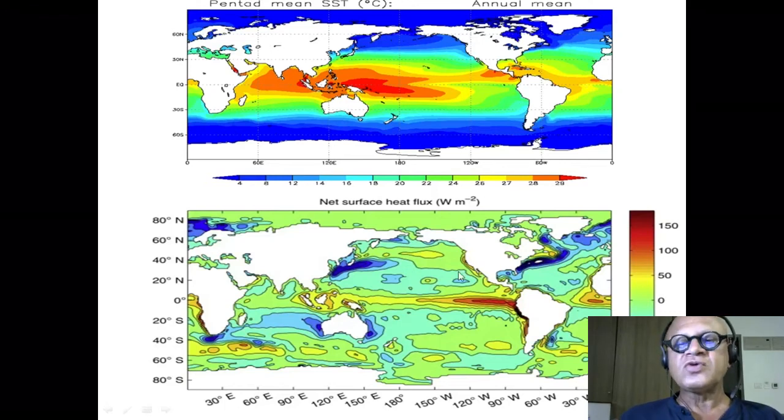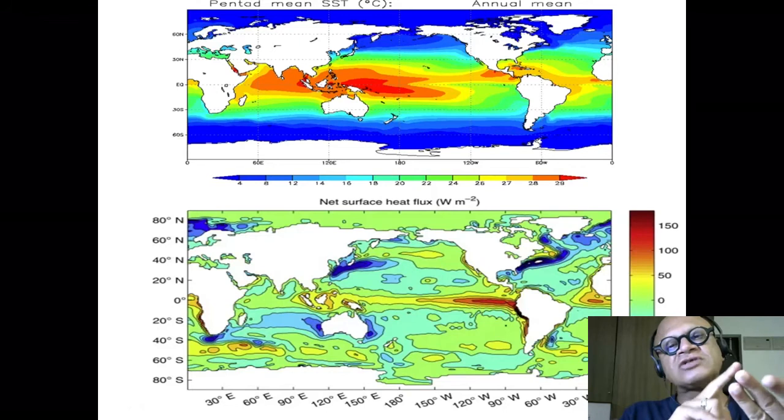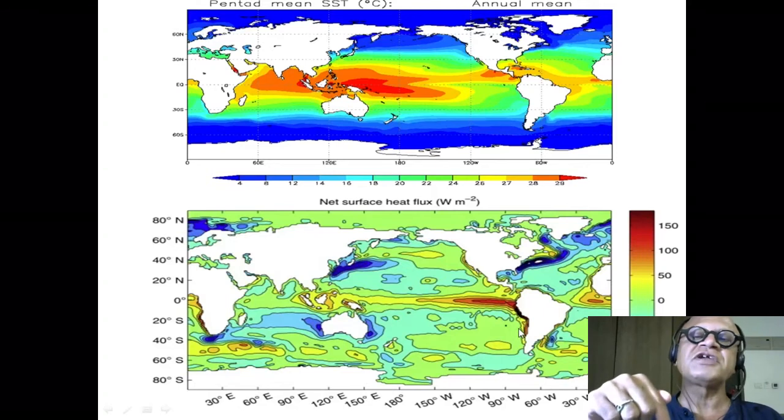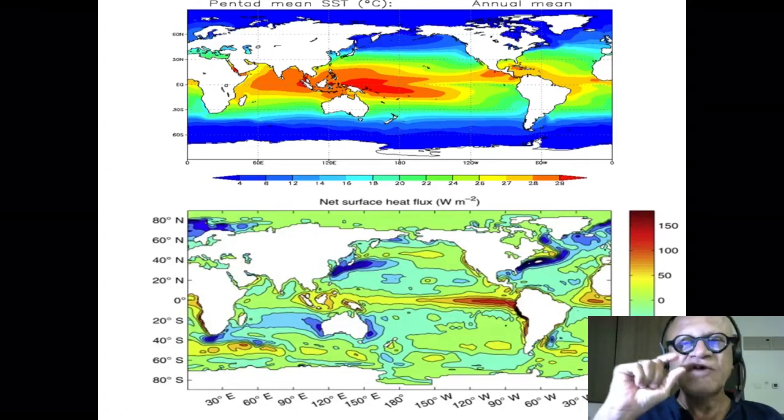What do we do with it? We look at the net surface heat flux, which is the sum of incoming shortwave radiation, outgoing long wave radiation, sensible heat loss, and latent heat loss, right? Those are the four major components. There is penetration of the shortwave radiation below the surface, which can affect the heat budget of the mixed layer.